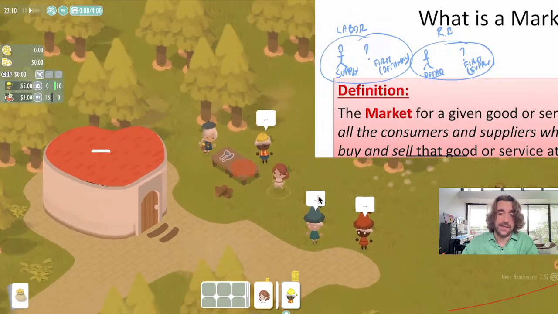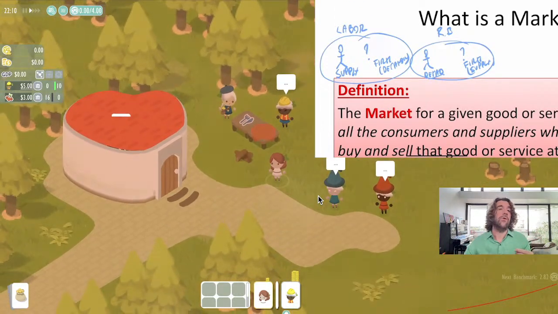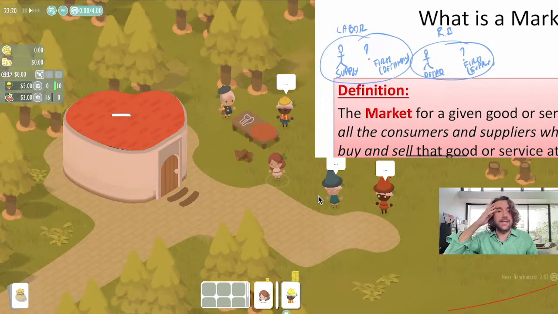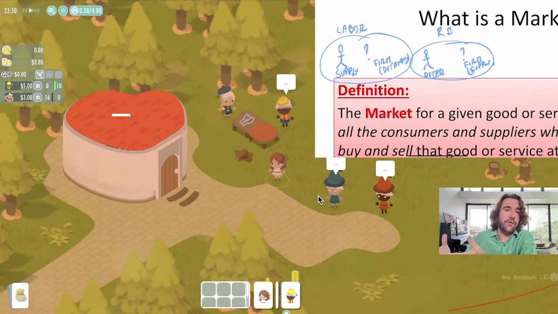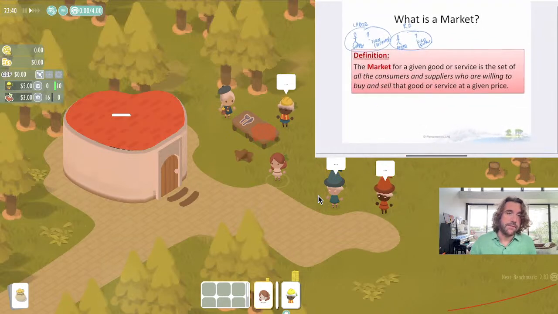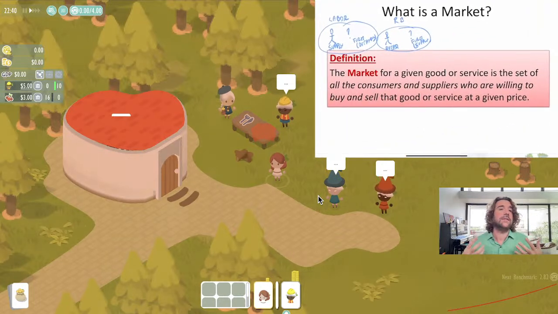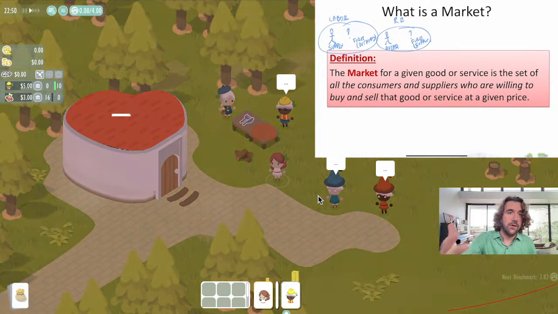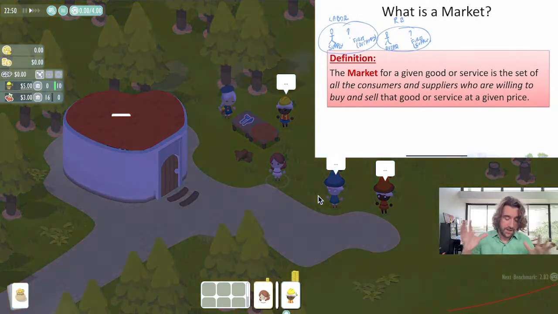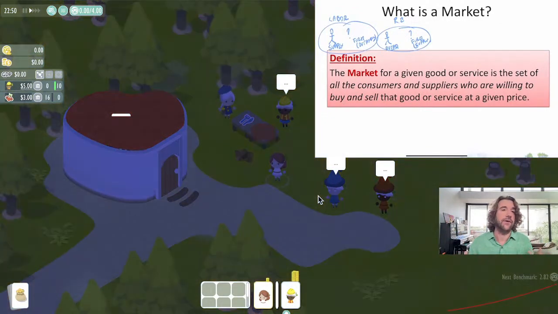So this is the classic circular model where, in this case, the household offers labor in one market and demands red berries in the other. And the firm demands labor in one market and offers red berries in the other. Very well. This is a definition of a market. It's important to remember a market is made of people. In this case, we've got a partial market because we are lacking a firm to complete the cycle.